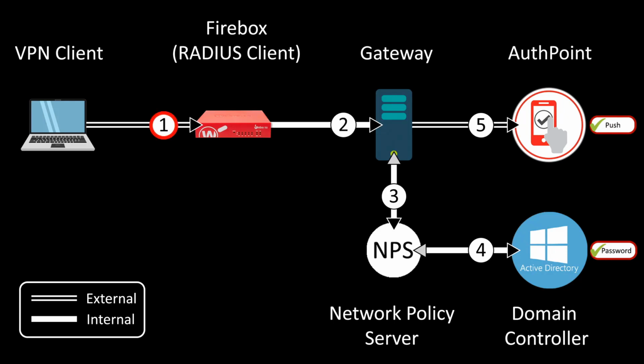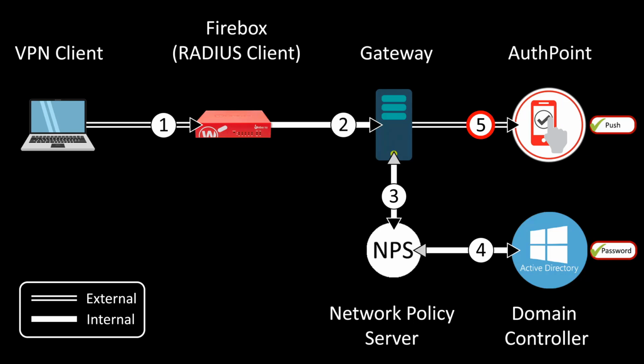Here is a diagram showing the authentication flow with MS-CHAP v2. Nothing changes for the firebox. It still sends the authentication to the AuthPoint gateway via Radius. The gateway will detect this request belongs to an LDAP user and is using MS-CHAP v2, and it will send it to NPS via a second Radius request in step 3. NPS will validate the LDAP credentials against Active Directory in step 4, and then inform the gateway of the result.